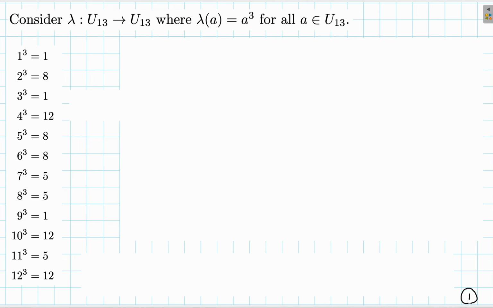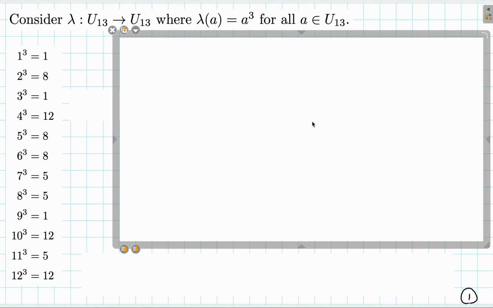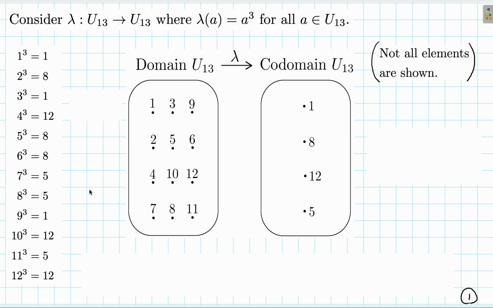Consider the function lambda from U13 to U13, where lambda of a equals a cubed for all inputs a in U13. Now we've seen that lambda is a group homomorphism, and we have data here that tells us where each element of the domain maps to. And using this data, let's create a visual representation of the homomorphism lambda.